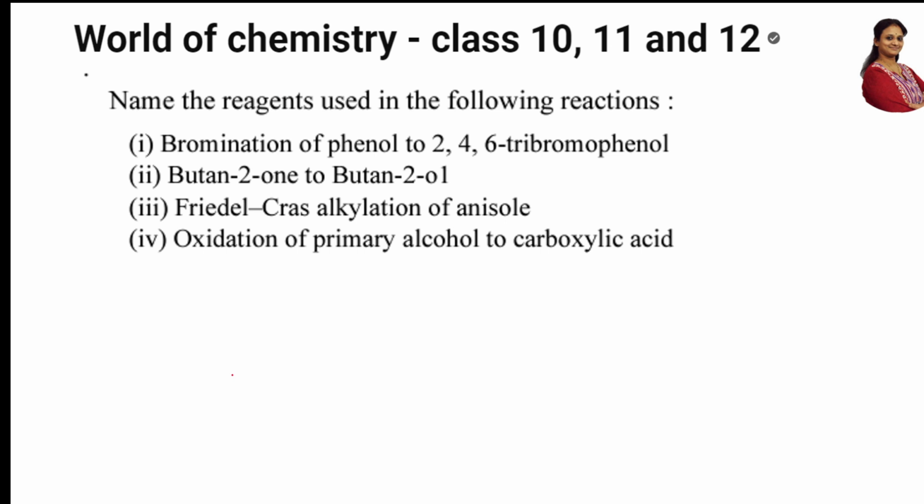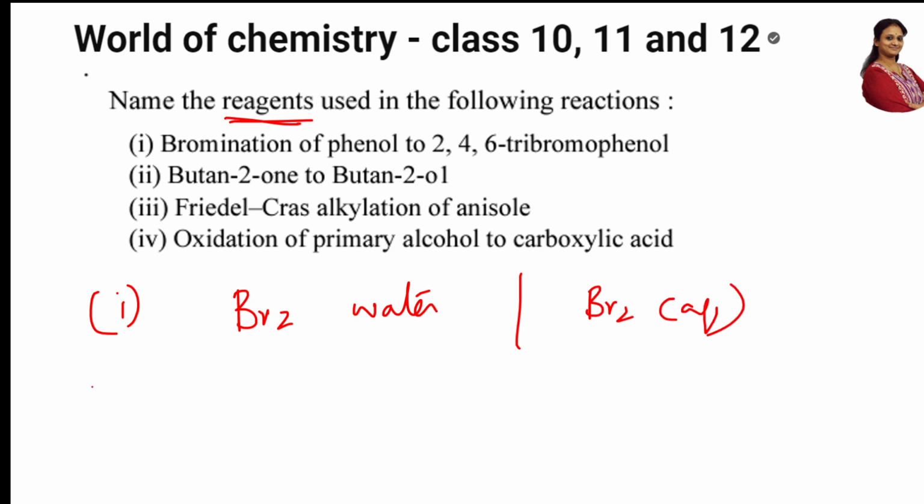Name the reagents used for the following reactions. First, bromination of phenol to 2,4,6-tribromophenol. So I will write the first one. Remember, reagents are also very important in organic chemistry. I already gave the answer: bromine water. Bromine water is used to brominate to get 2,4,6. If you want individual products, then you use bromine and carbon disulfide. Bromine water is nothing but aqueous, so you can write it like this, or write bromine aqueous. First is done.